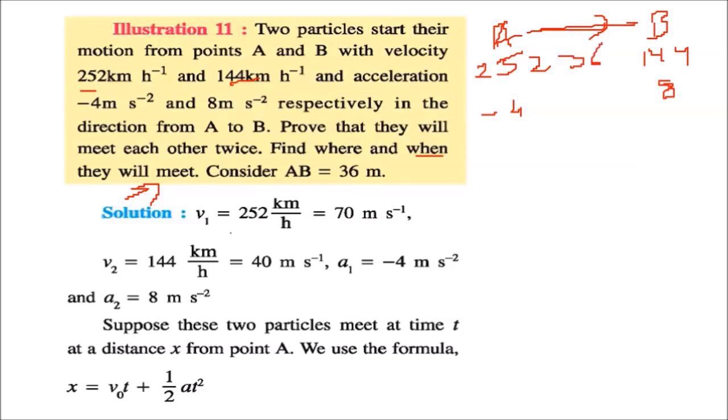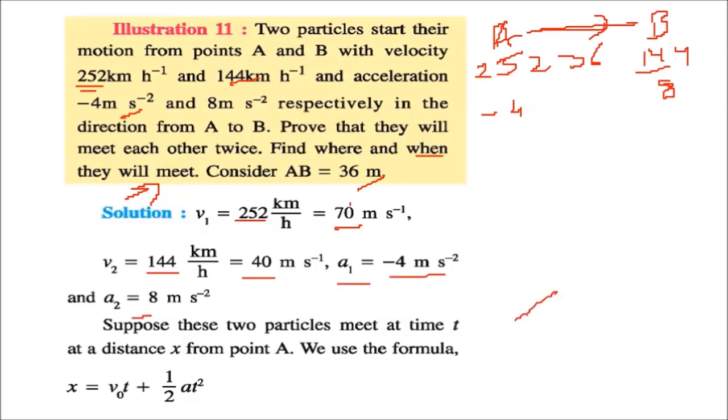Okay. Let us convert this, because the acceleration is in meter per second square and the distance is in meter. Let us convert 252 into meter per second. Just multiply 252 by 5 by 18, you get 70. Again we convert 144 by 5 by 18, you get 40. So these are the speeds in meter per second. Acceleration a1 for the first one is minus 4, the second one is 8.